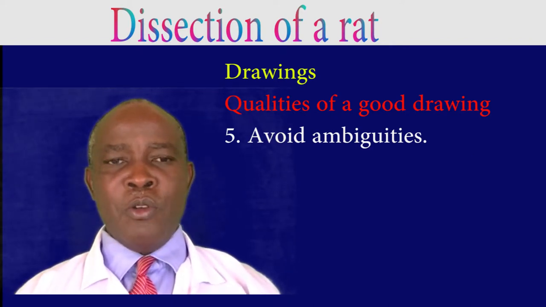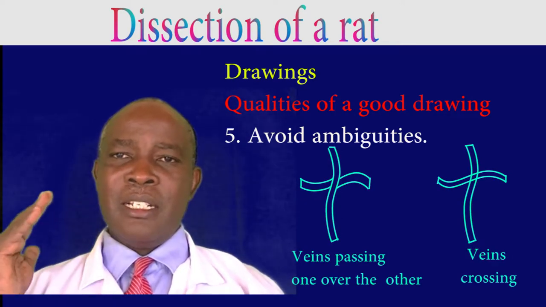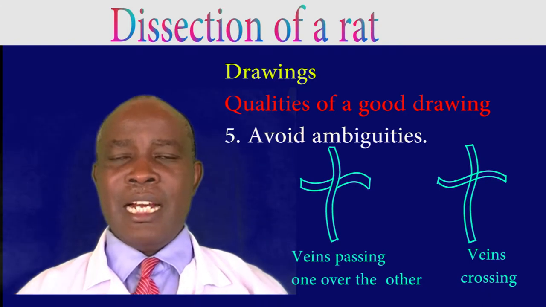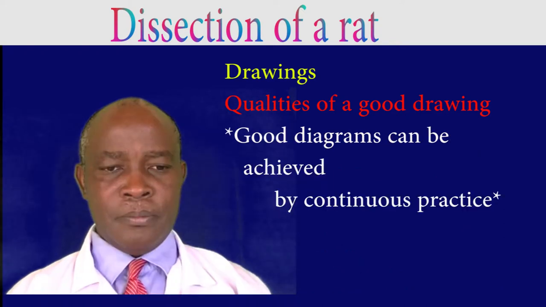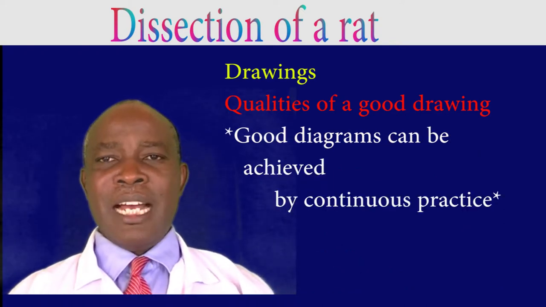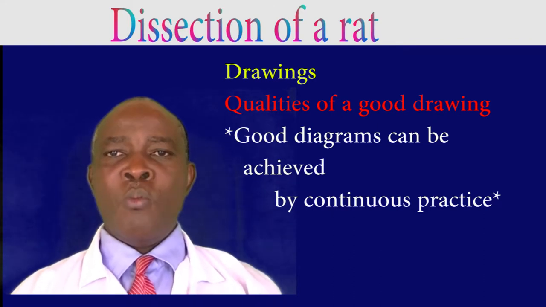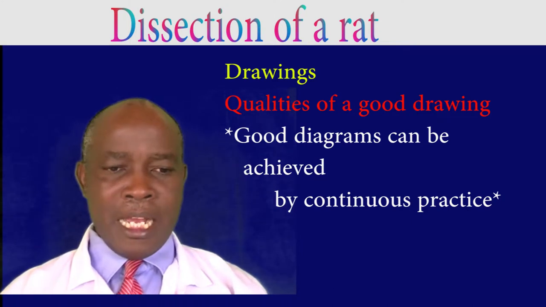Avoid ambiguities. If one structure passes under another, draw it clearly, otherwise they may be assumed to cross. Good diagrams are achieved by continuous practice. Practice all the diagrams in this dissection guide.